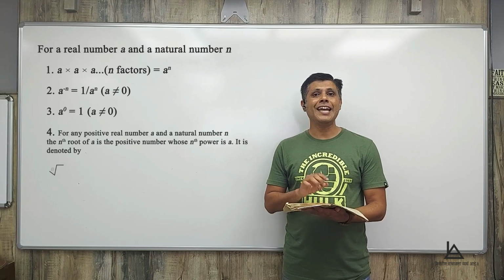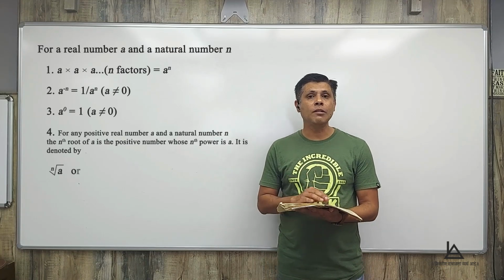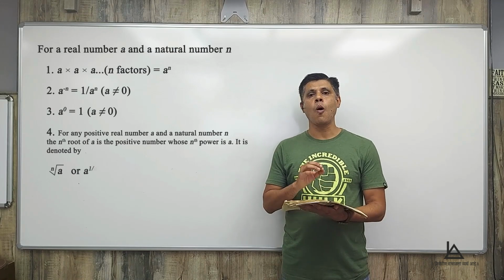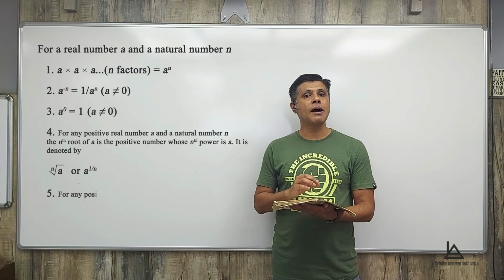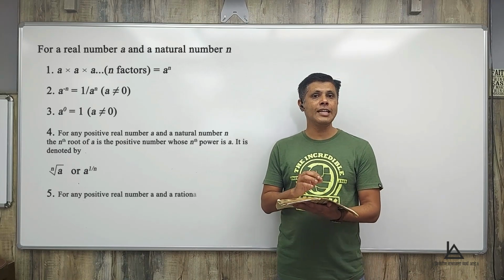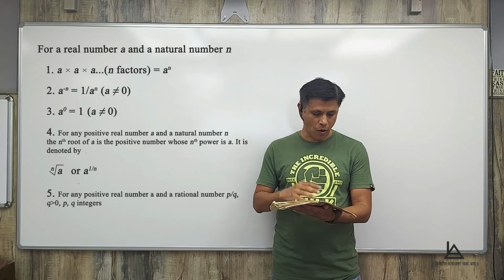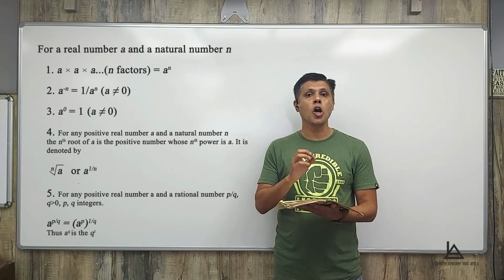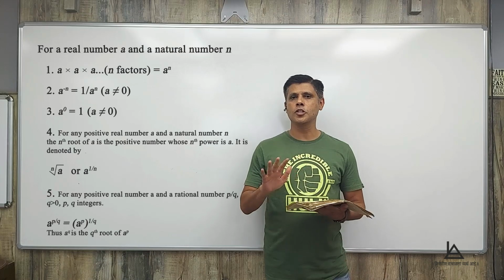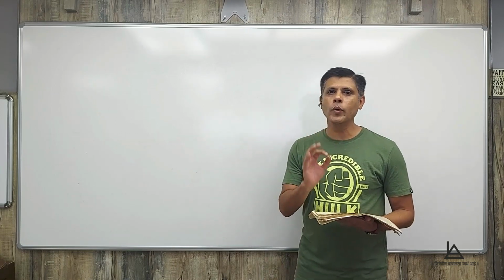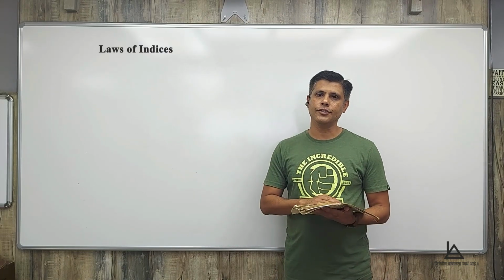And you know that nth root of A can be written as A raised to 1 by n. And A raised to P by Q is actually (A raised to P) raised to 1 by Q. Of course, Q got to be greater than 0. Now, these are the ideas that you have learned in school. Let's revise very quickly the laws of indices.